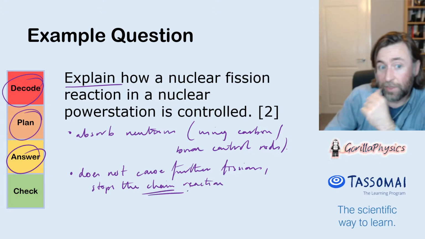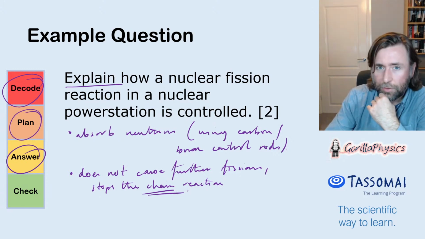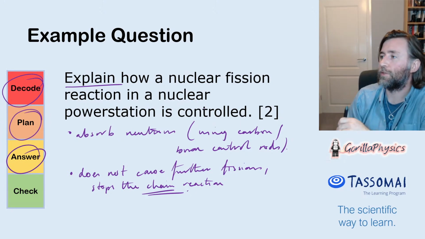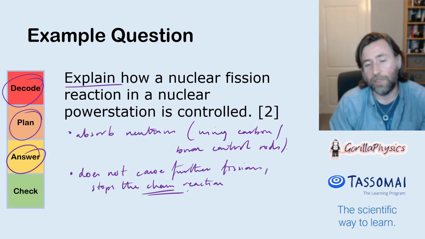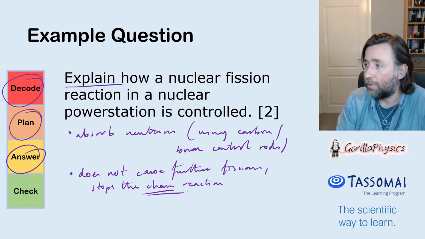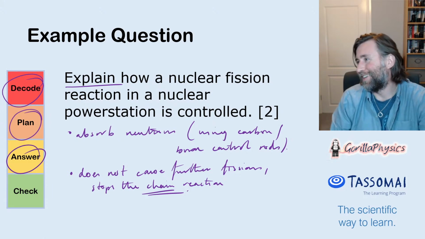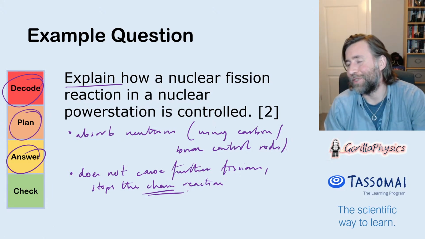Now, why is chain reaction appropriate for that mark? Haven't they told us that? Well, no, they haven't. They've told us how a nuclear fission reaction is controlled. They haven't given us the word chain reaction. So importantly, we've demonstrated to the examiner that we do understand what we're talking about. We do know that this is a chain reaction and that it can be stopped by absorbing the neutrons.